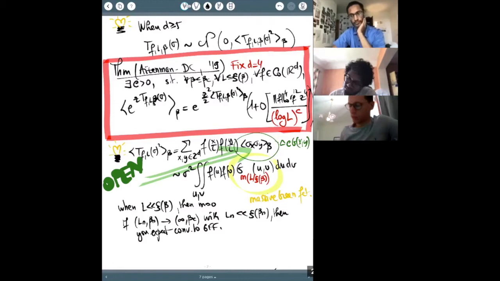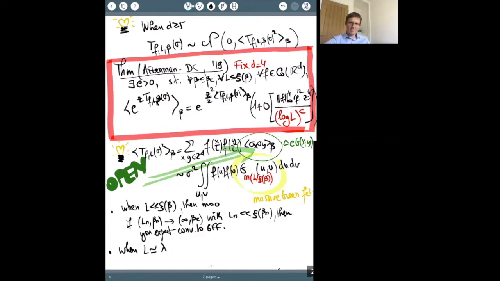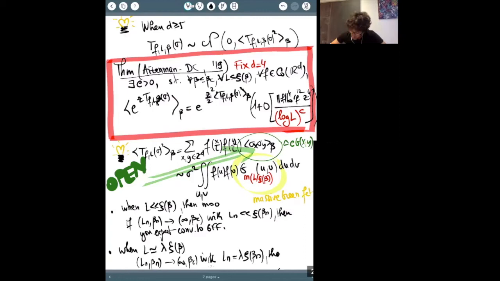Now, there is another thing, which is that imagine that you take L which is of order of a certain lambda times the correlation length. So imagine L_n, beta_n tends to infinity, beta c with L_n equal to lambda psi of beta_n. Then you should converge to massive GFF. And that's what this quantity means. So to answer Tal's question, the interesting limit in some sense is either to have L much smaller than the correlation length. In this case, you look critical and you converge to the massless Gaussian free field. But there is another interesting regime, which is to take L of the order of the correlation length.